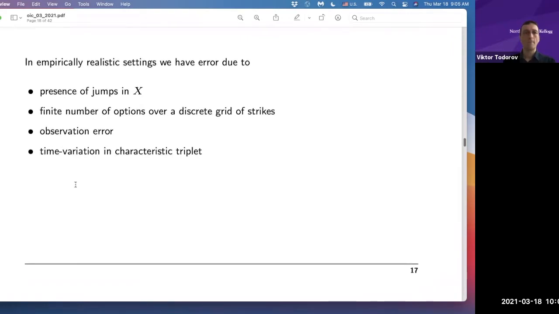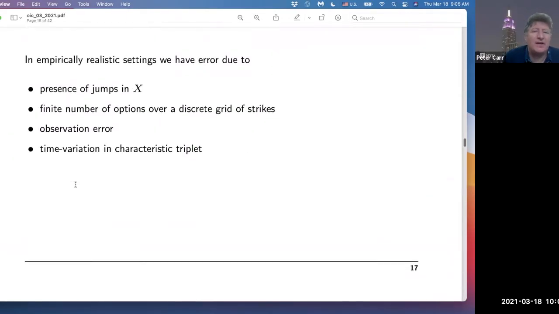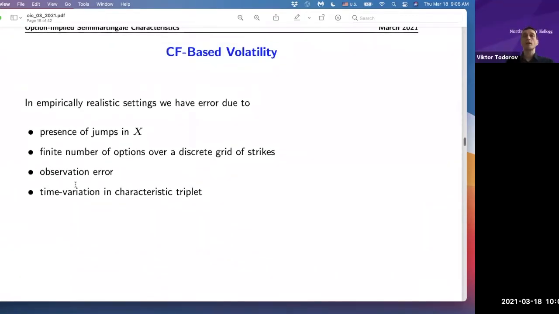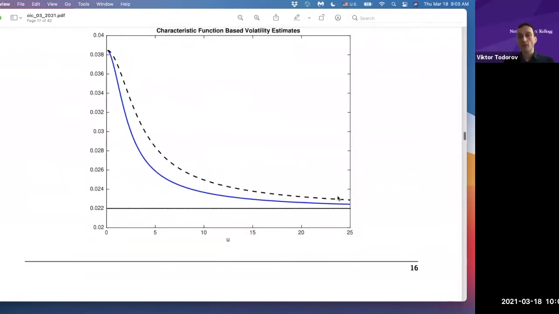So Victor, why do you write that you have error due to presence of jumps in X? I thought you accounted for presence of jumps in X. Right, but there's something remaining, even if you choose a finite u. Oh, okay, there's a little bit remaining at finite u. Yeah, finite u. Okay.